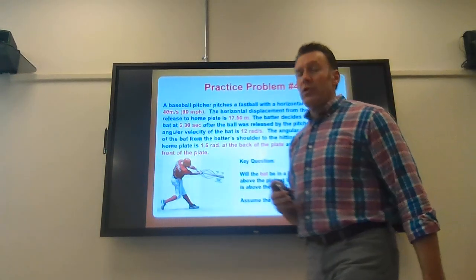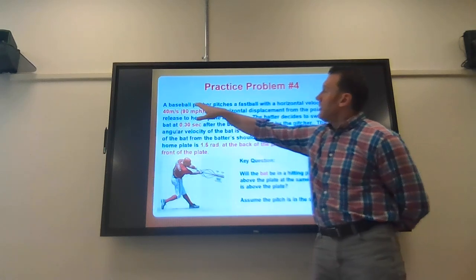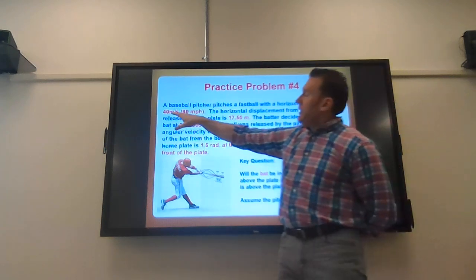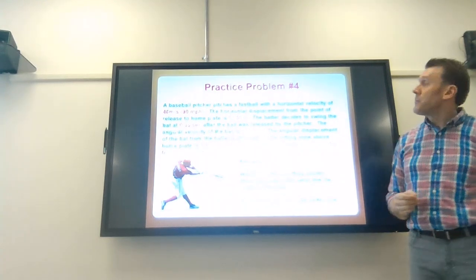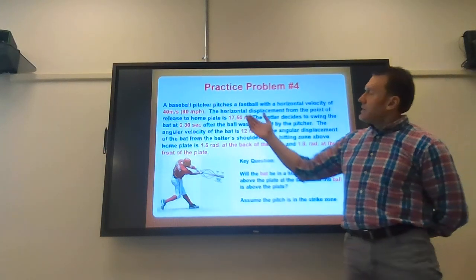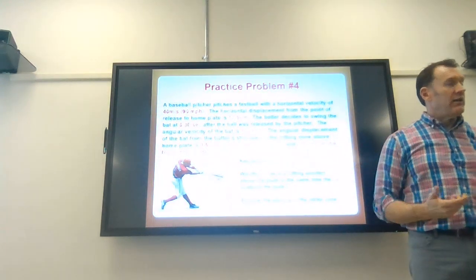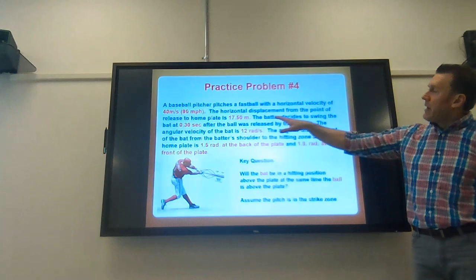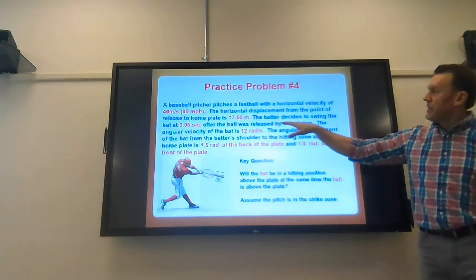So, a couple more practice problems for today. Let's read through this one together. A baseball pitcher pitches a fastball with a horizontal velocity of 40 meters per second. Okay, so that's 90 miles per hour. The horizontal displacement from the point of release to home plate is 17.5 meters. So they're releasing it a few feet in front of home plate. The batter decides to swing the bat at 0.30 seconds after the ball was released by the pitcher.